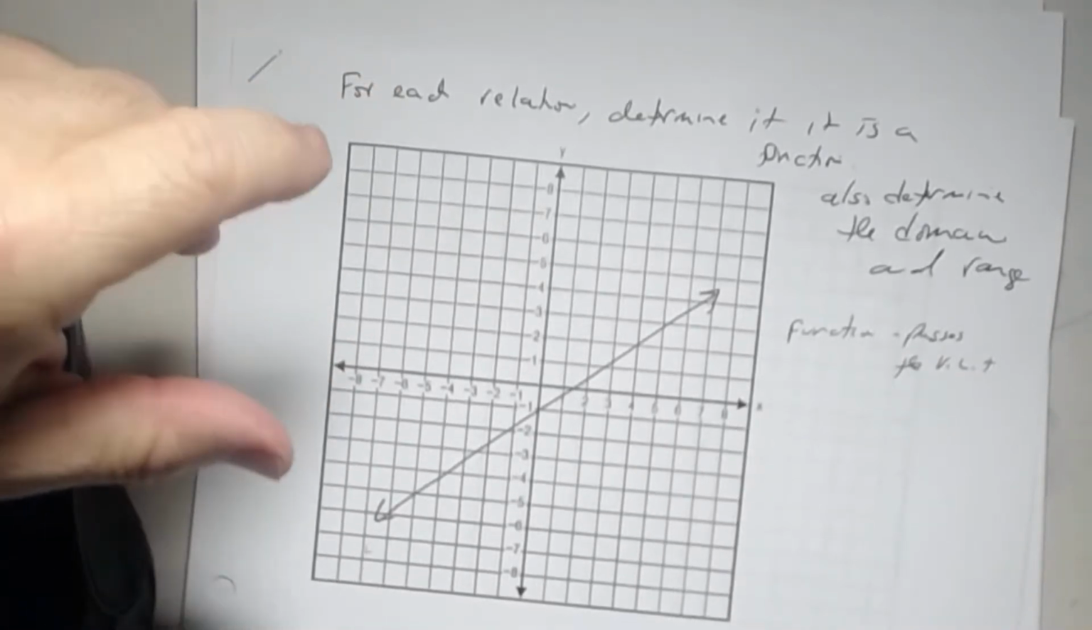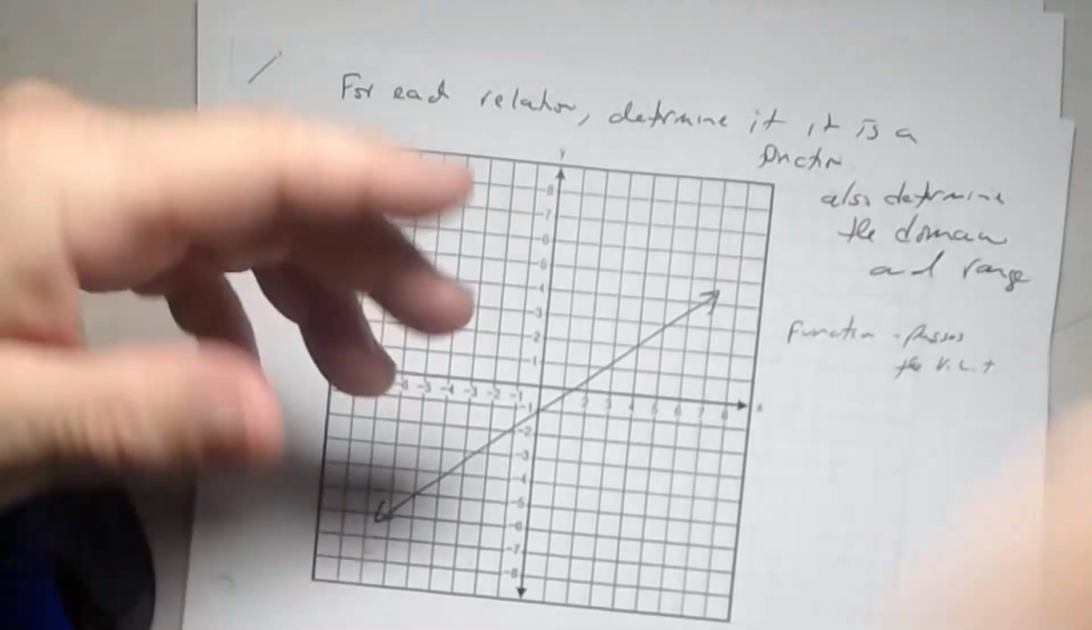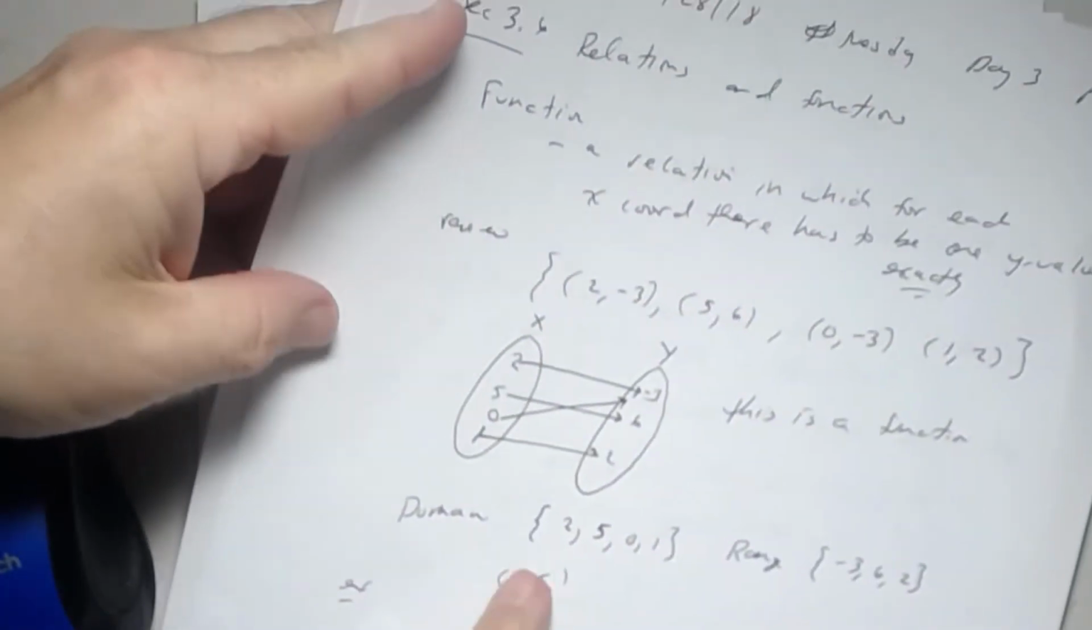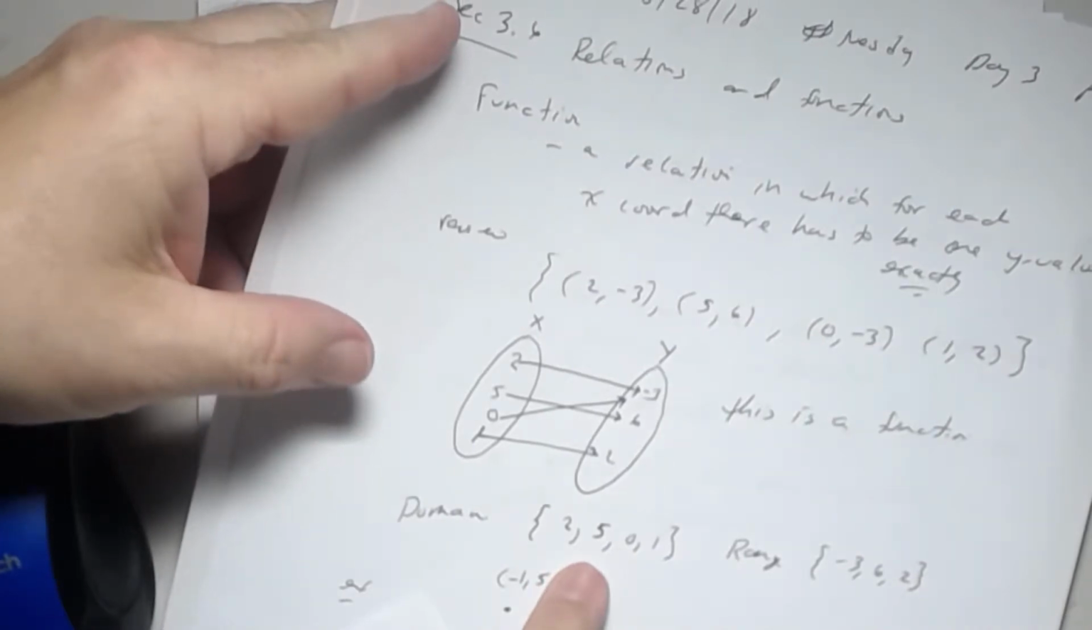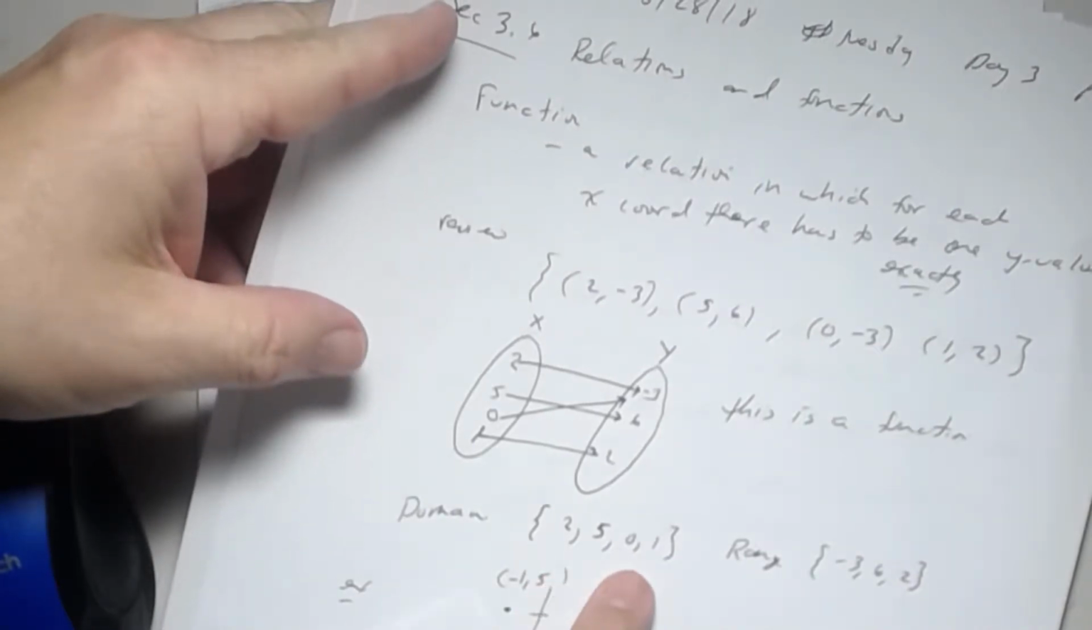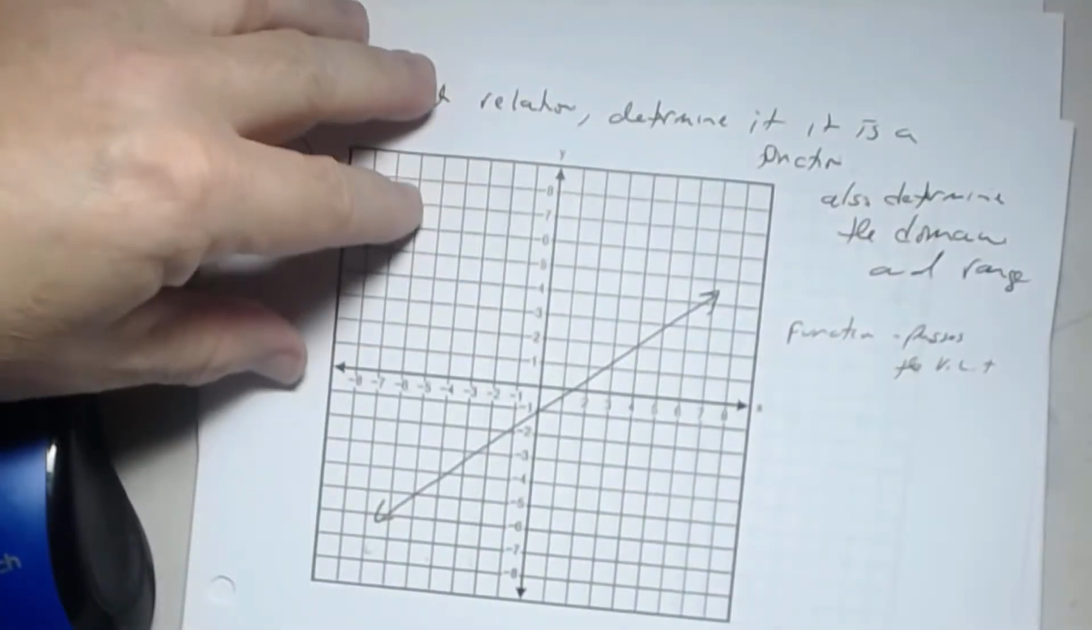When we did this, and get back to page 1, you wrote your domain and range in set notation. It was a finite set. You just wrote the numbers out. Here, these are going to be interval notation.